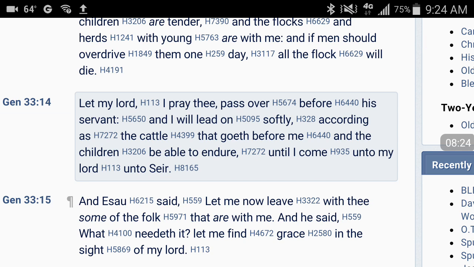33:14, Jacob says, let my Lord, I pray thee, pass over before his servant, and I will lead on softly, according as the cattle that goeth before me, and the children are able to endure until I come unto my Lord unto Seir. So Jacob is saying, well, Esau, you go ahead beyond me, and I'll lead on softly. I'll go slow. You go ahead with your marching men or whatever. You can travel faster than me. We'll just go at a slow pace as much as my people and our animals can handle.